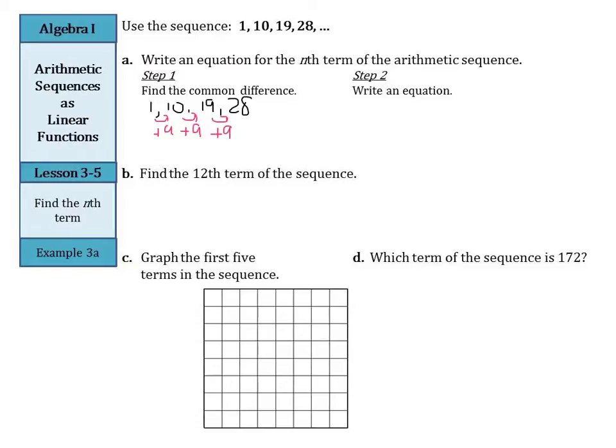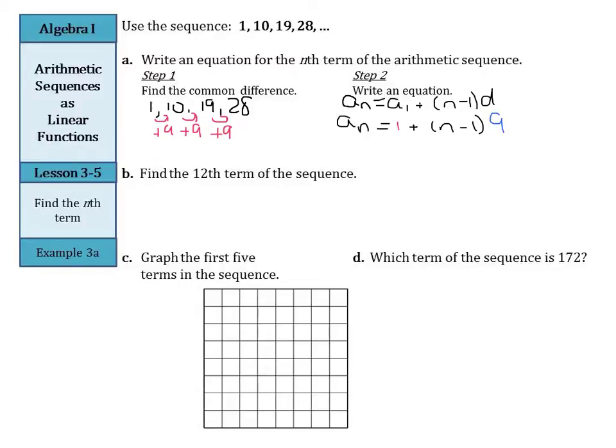When we go to write our equation, we can use a_n equals a1, which is our first term, plus n minus 1 times d, with d being that common difference. So we don't know the a_n yet. We do know that our first term here is 1 plus n minus 1, and our common difference we found was 9.